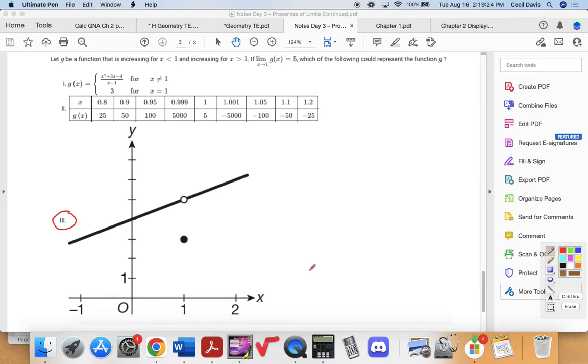Let's check the other ones. For Roman numeral 2, as we approach 1 from both sides, does g of x appear to be approaching 5? No, certainly doesn't look like it, does it?